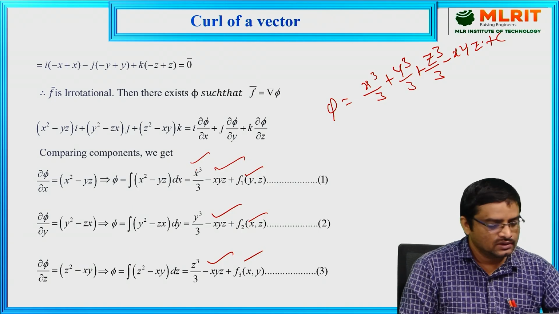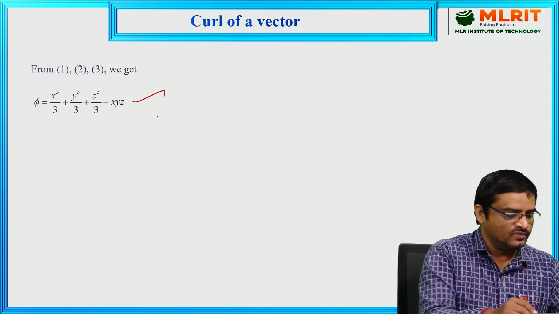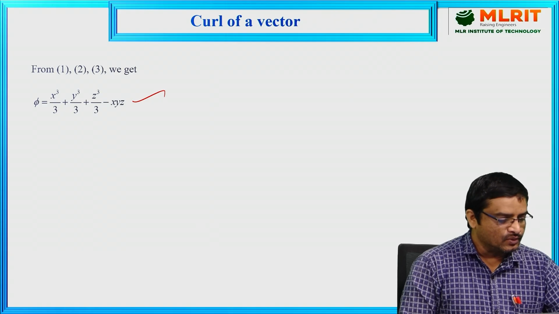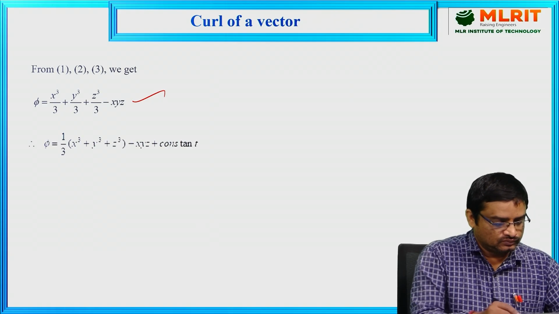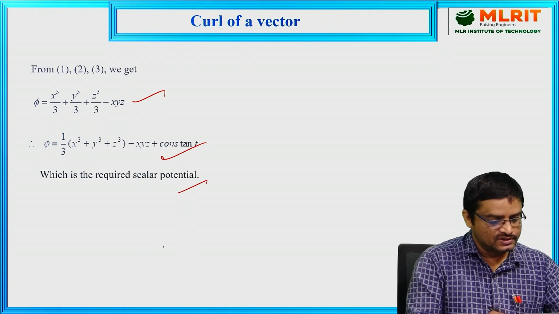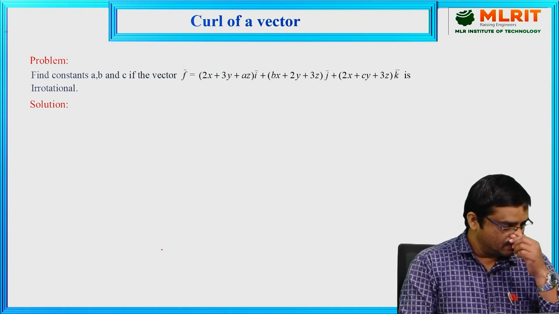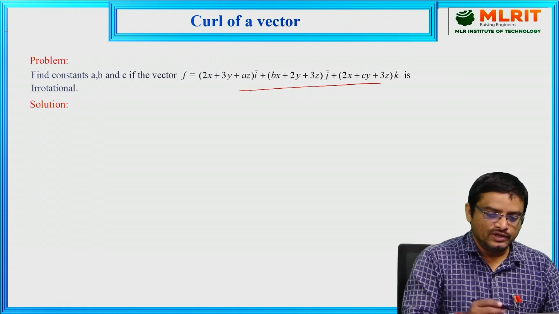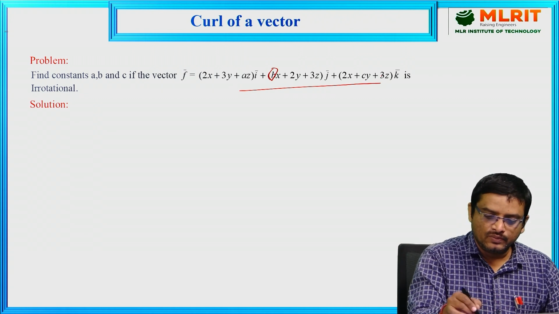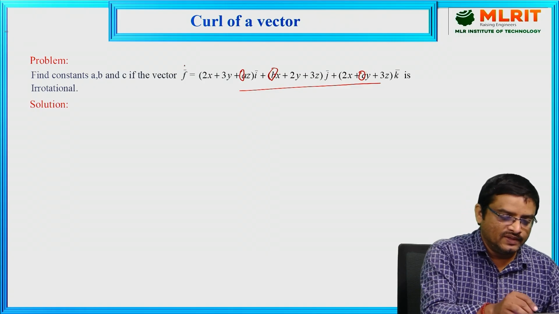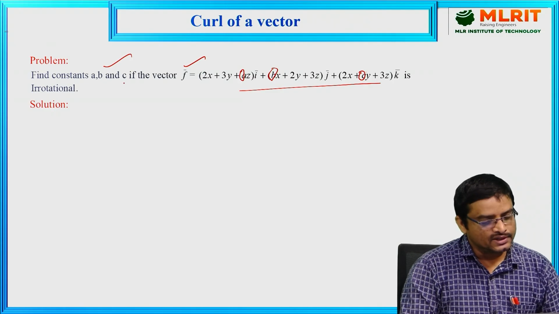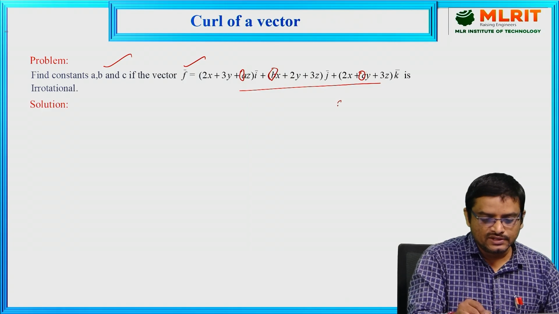So this is our integral constant. This is our required pi value here. So this is our required scalar potential for the given problem. And similarly, here also, this is an irrotational vector he has given. In this irrotational vector, we have some unknown parameters a, b and c here. Now our task is, if the given vector is an irrotational vector, then find out the constant values here. That is our problem.